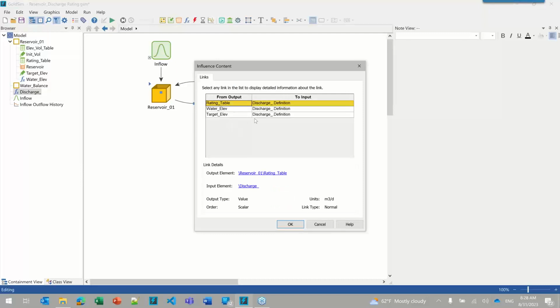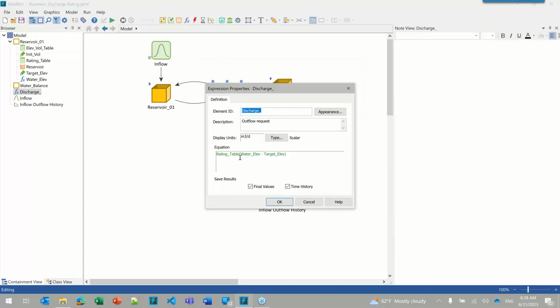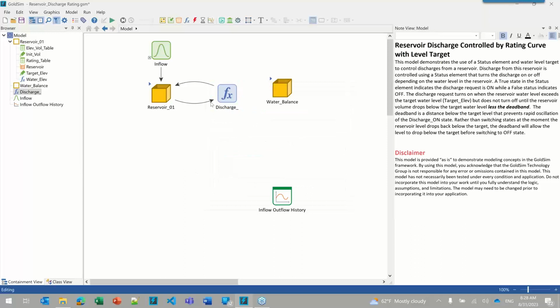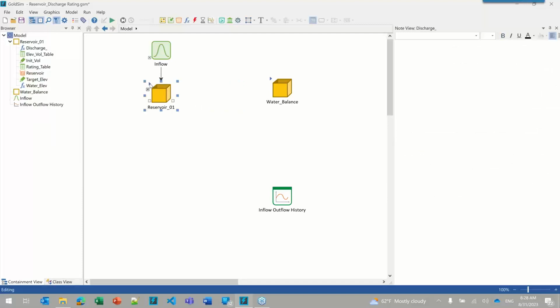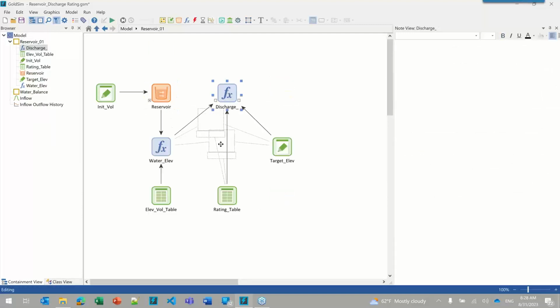It's information coming from the rating curve. It's information coming from the reservoir telling us what the water level is, and it's the target. So it's just an equation, right? It's just an equation. And so in a large model with many storage elements where water's moving around, it's really important to not be mixing these two things together. So I'm gonna put this back in here.